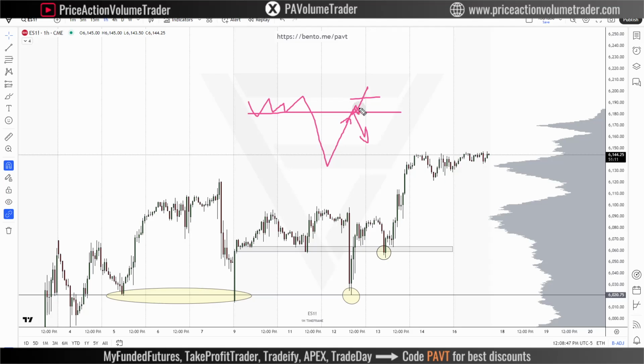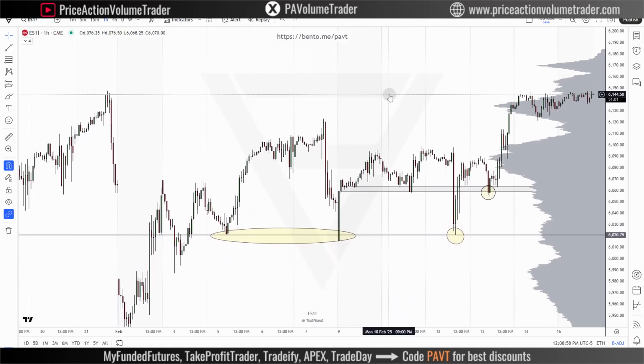And remember, we're not trying to catch the exact low and high. We're just trying to get a little meat off the bone, as they say. We're just trying to get our little chunk of the movement.